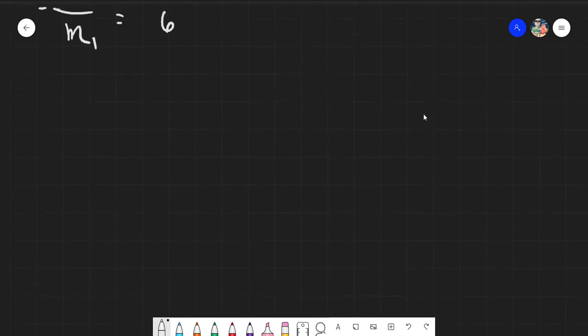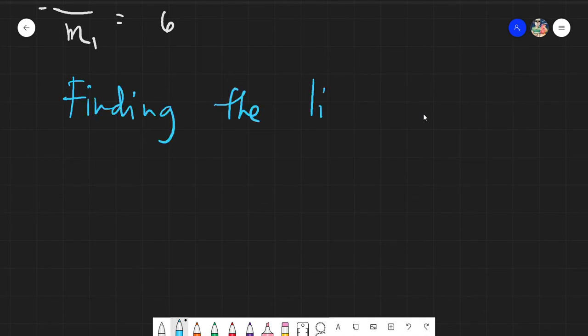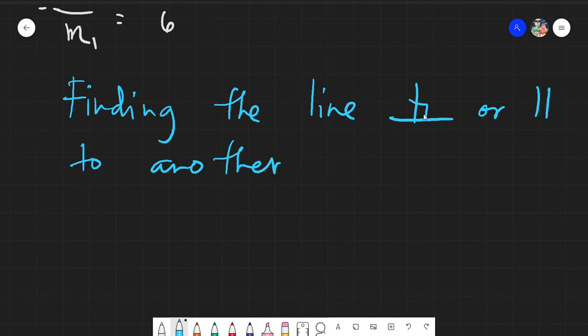But our main focus for today is finding a line perpendicular or parallel to another. For example, I gave you this line. Give me one line that is perpendicular to this one. That is our aim for today. Or maybe I will ask you, give me one line that is parallel to this one. So that is our aim for today. Let's look for the lines that are parallel or perpendicular to another line.